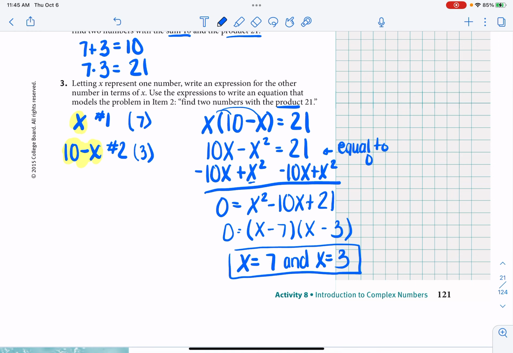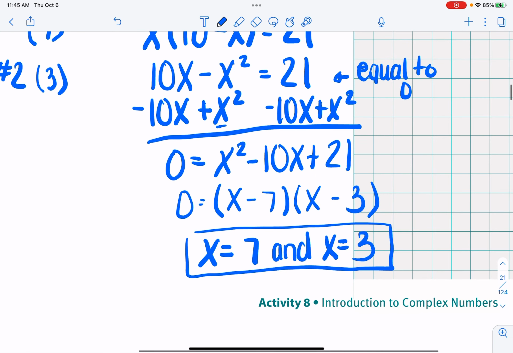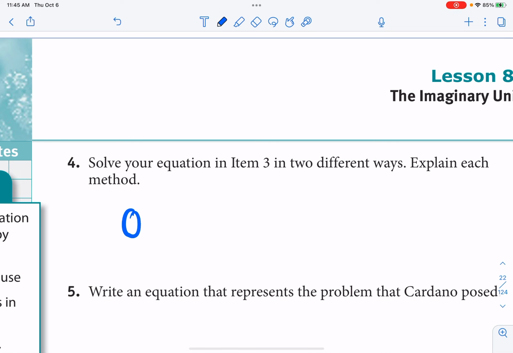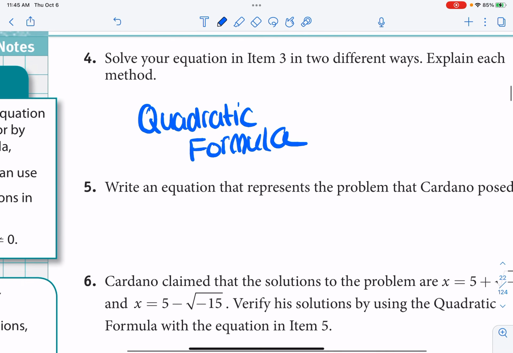Okay, so now we're going to expand upon this idea. What if we were to get numbers that were underneath a square root that were negative? What would we do from there, okay? So I'm going to skip over number 4, explain or solve your equation in two different ways. The first way, you can use the quadratic formula, okay? But we don't need to know that for right now, okay? So I'm going to skip to number 5, okay?